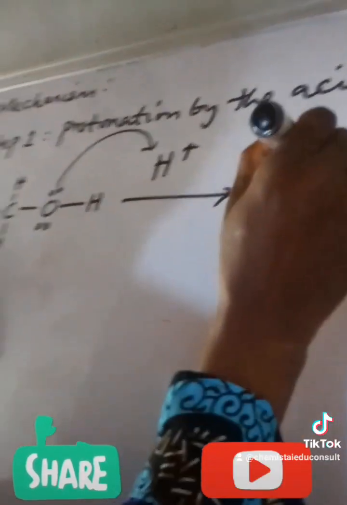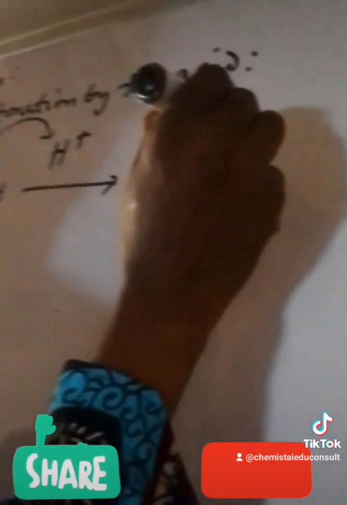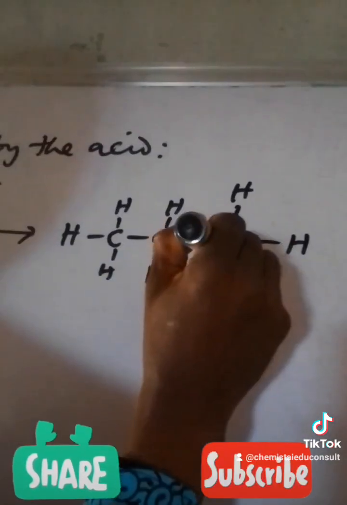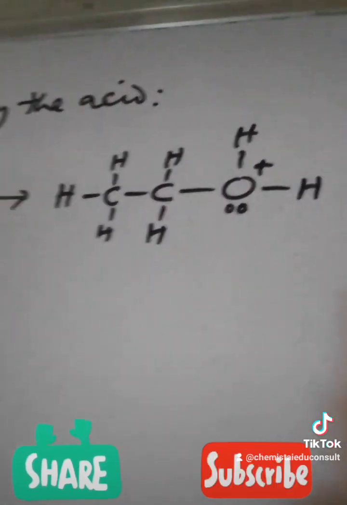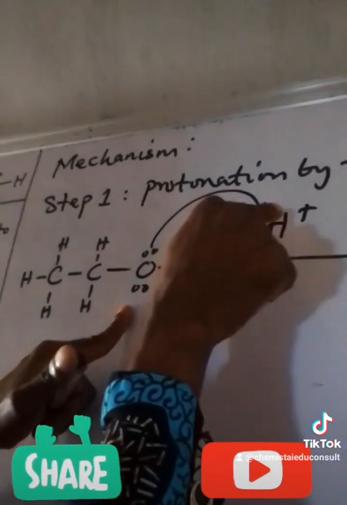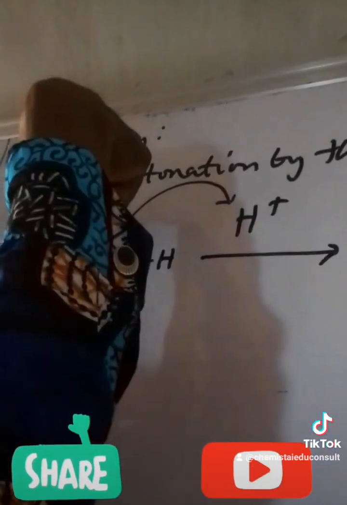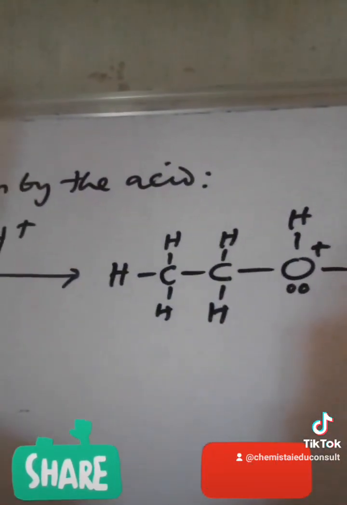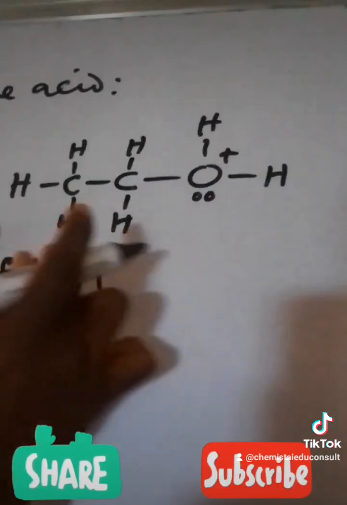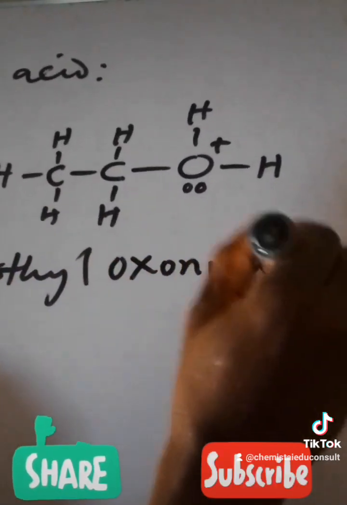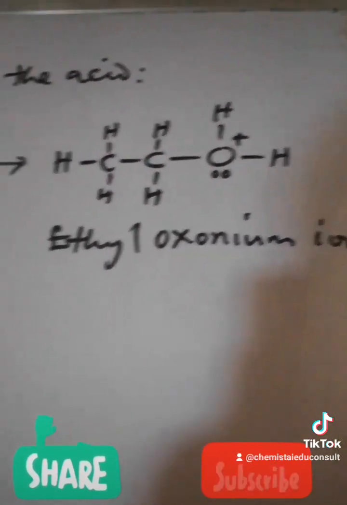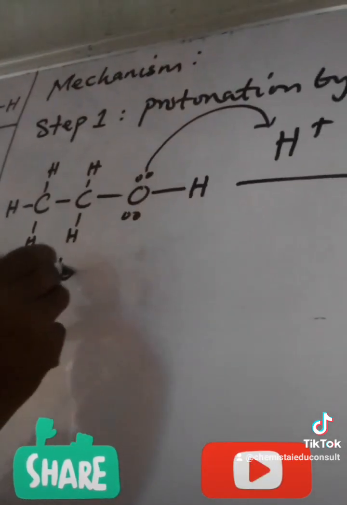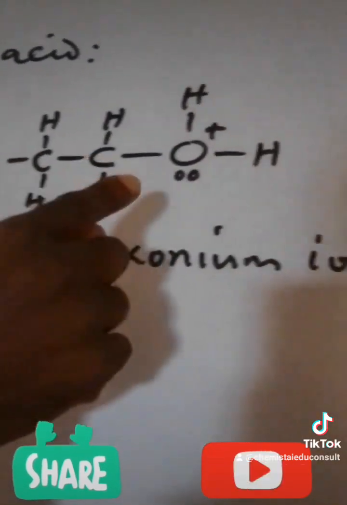You repeat CH3, CH2, and the O, H, and plus. Remember, a lone pair of electrons moved out, and hydrogen got bonded to oxygen. And because a lone pair of electrons moved out, we have oxygen that is now positively charged. So this compound is called ethyl oxonium ion. That is step 1. So step 1 is where the acid protonates the ethanol to form ethyl oxonium ion.